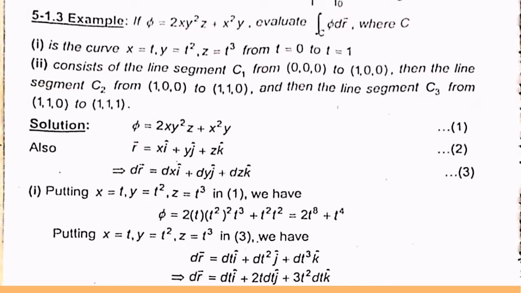Now putting all the values of x, y and z in equation number 3, we have dr is equal to dt i plus d(t squared) j plus d(t cubed) k. And we know that dt i stays as it is, plus the derivative of t squared, which is 2t, so d(t squared) j is equal to 2t dt j, plus the derivative of t cubed, which is 3t squared dt k. After some calculation, we have i plus 2t j plus 3t squared k into dt. And you know that in the first part of this question we are given that t varies from 0 to 1. So these are the limits of t.